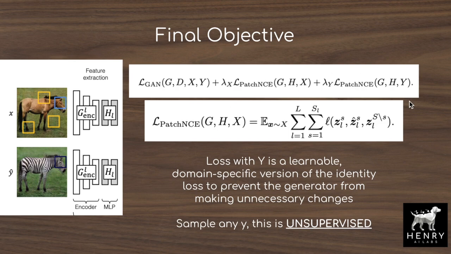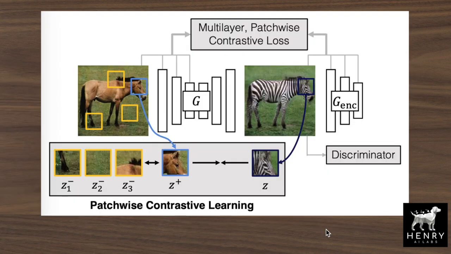So we're just sampling a random zebra image, and then we're going to do that same comparison to have this kind of prevention of the generator making these dramatic changes as it goes from horses to zebras, or any source to target domain. It might be useful to look at this diagram one more time to describe the way that this patch noise contrastive estimation loss is implemented.